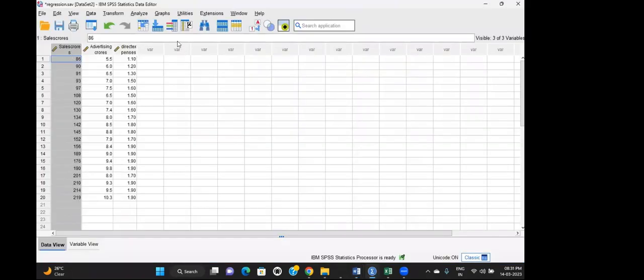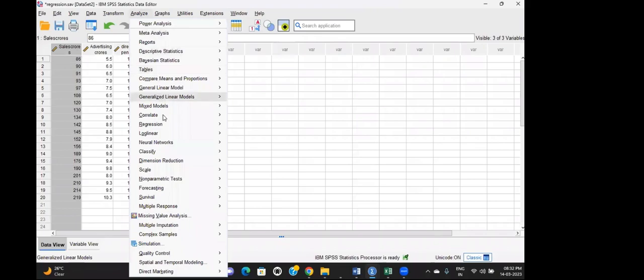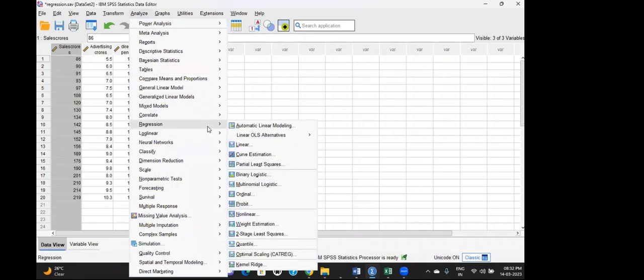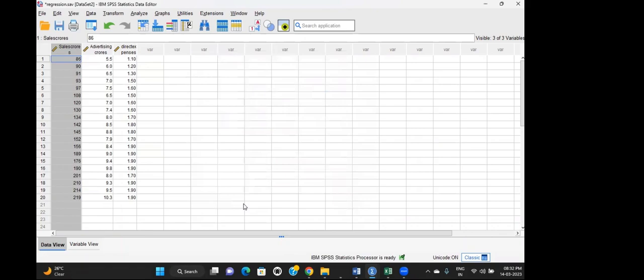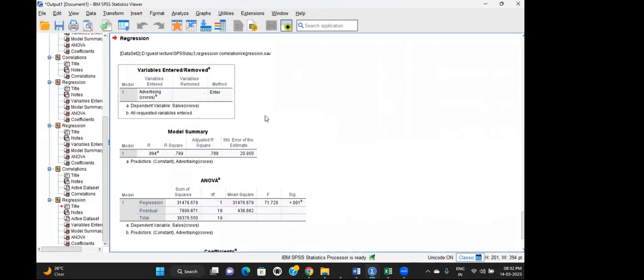So let's go to Analyze, then Regression, and Linear Regression. Click onto this. Let me reset this. You can see here there is a place for the dependent variable, and here you will be putting the independent variable, right? So sales is the dependent variable and advertisement is the independent. Let's do a very simple regression for this and see the results. So this is the result.